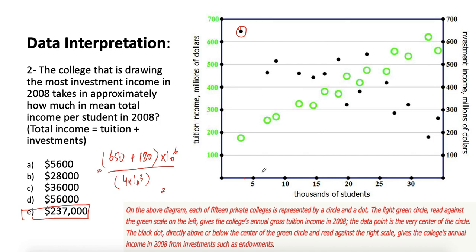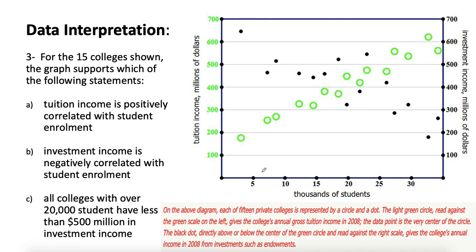Okay, let's move further now. For the 15 colleges shown, the graph supports which of the following statements. Okay, now let's see the 3 statements. Tuition income is positively correlated with student enrollment. That means if tuition income is increasing, the student enrollment is increasing. And yes, that is right, because there is an increase in tuition income and there is an increase in the number of students. So that's why this is true.